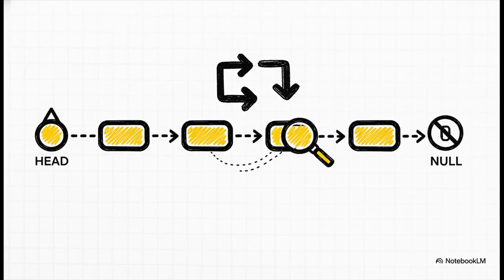Next up is the engine of our whole operation, a while loop. This little piece of code is what guarantees we start at the head and keep marching forward one node at a time until we hit that final null at the end. This is how we make sure we see every single thing in the list.